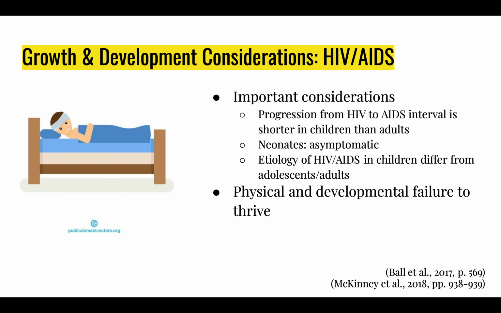While children are most likely to contract the disease from vertical transmission during delivery or breastfeeding, adolescents and adults are more likely to contract it from sexual activity and the use of drugs, as discussed previously. HIV and AIDS cause physical and developmental failure to thrive in children, as the disease can result in muscle wasting, weight loss, organ dysfunction, and malnutrition.